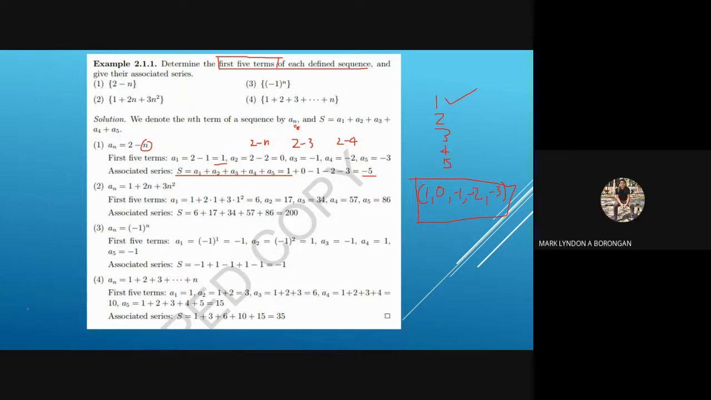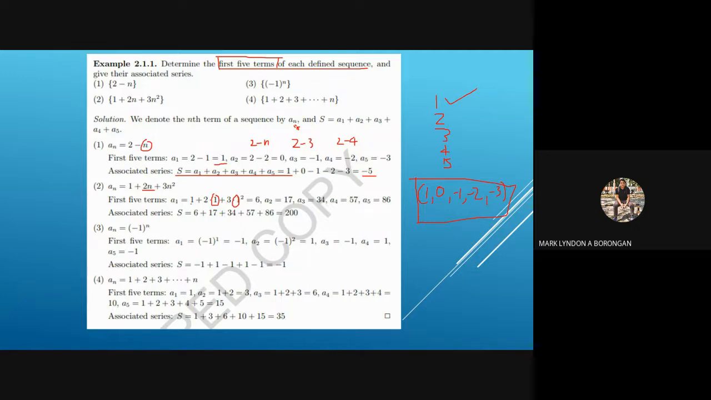So let's proceed to the second example. You have there a sub n is equal to 1 plus 2n plus 3n squared. We are asked to find the first five terms, right? So for the first term, we substitute 1 for the 2n, and for the 3n squared, also 1. That will become 1 plus 2 times 1 plus 3 times 1 squared.